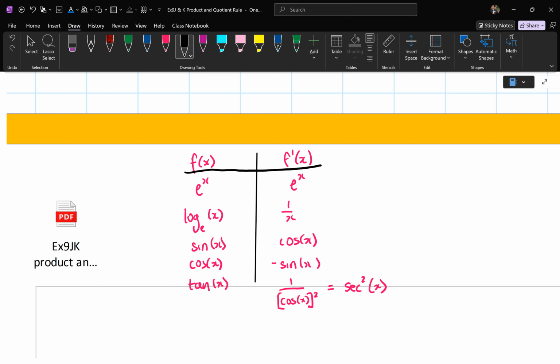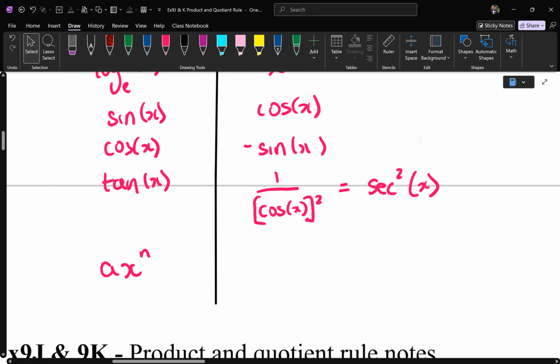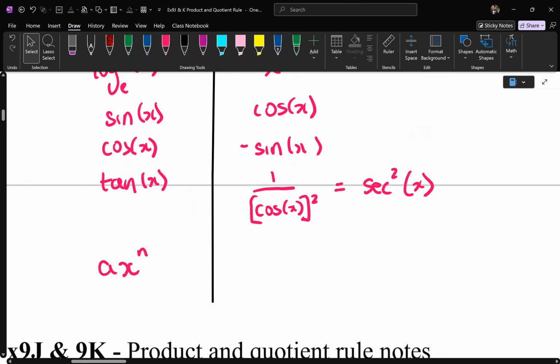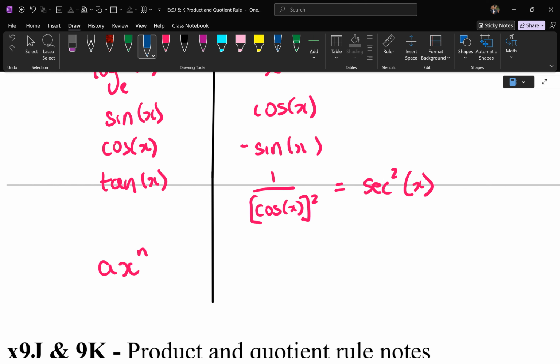So then what if you had a polynomial? For example, f of x is x to the power of n. What is the derivative if you have ax to the power of n? So n could be the power of whatever it is, a rational number. Let's go with Ryan. n a x to the power of n. Beautiful. So n times a times x to the power of n minus 1. This is known as your power rule.